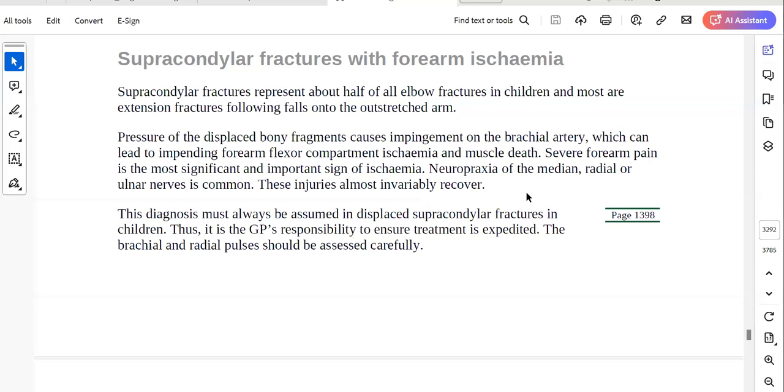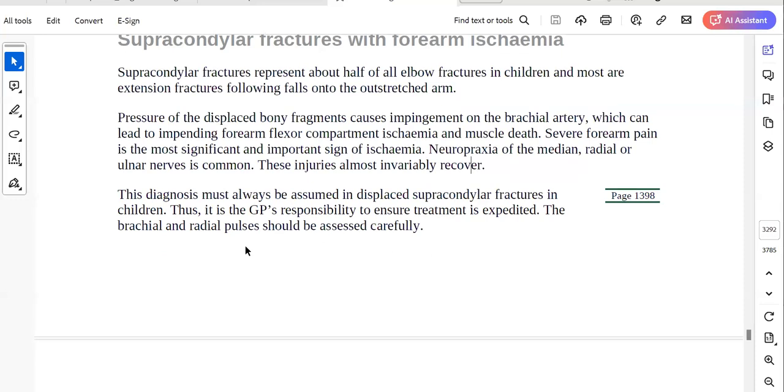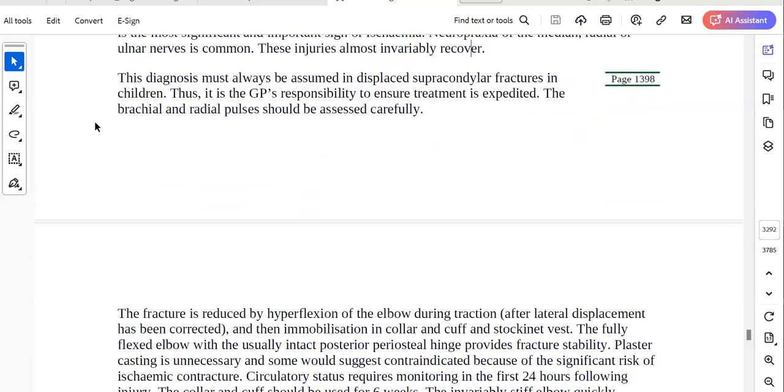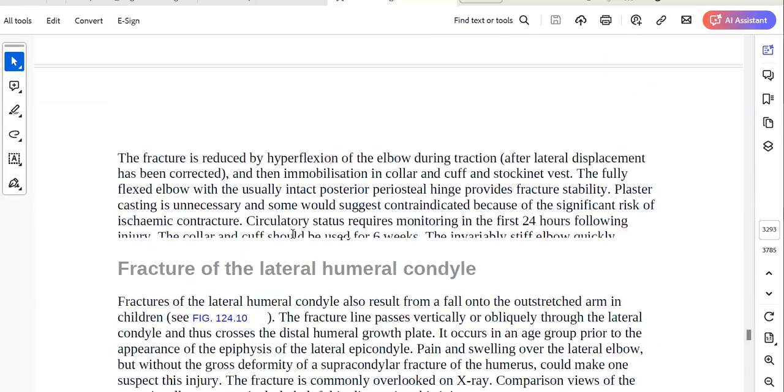This can also cause radial nerve, median nerve, and ulnar nerve injury. That's why this is bad, because lots of nerves and arteries are there. So brachial pulse and radial pulse should be assessed in this patient.